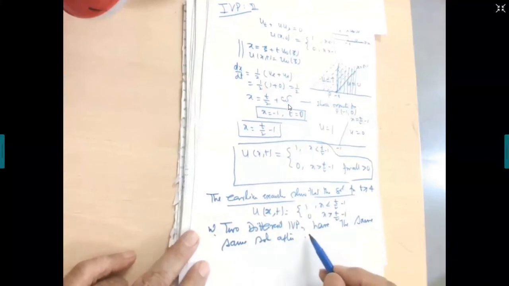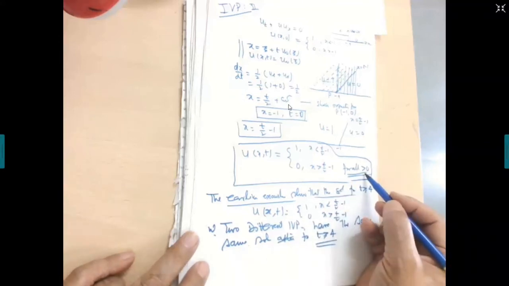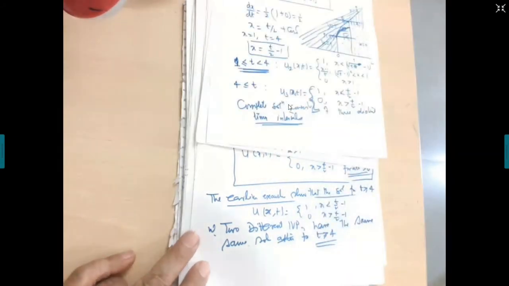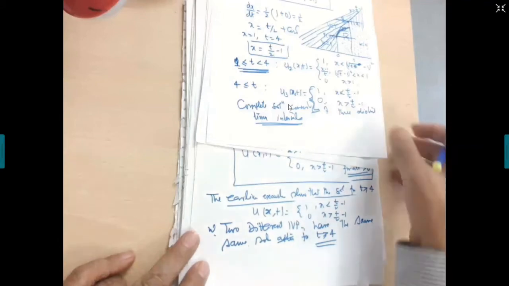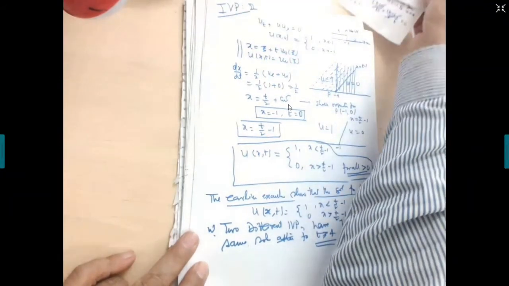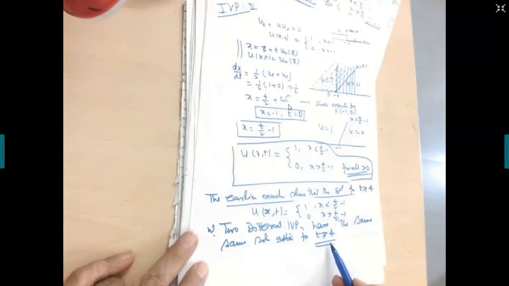2 different initial value problems have the same solution, right? After t is equal to 4, that is the solution, or I will write for t greater than or equal to 4. Is it all right? Because this is true for all t, and the earlier one has this solution for t greater than or equal to 4. So what does it mean? 2 initial value problems have the same solution after t greater than or equal to 4.